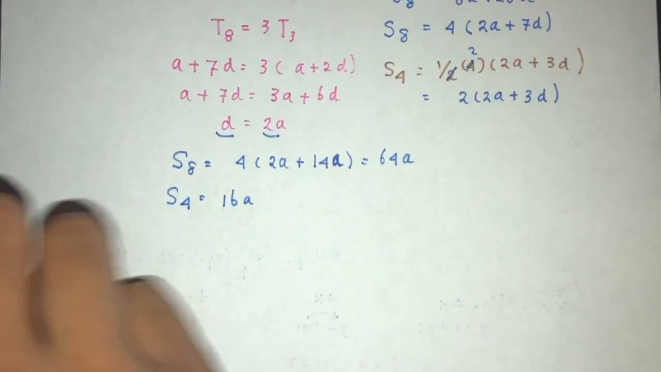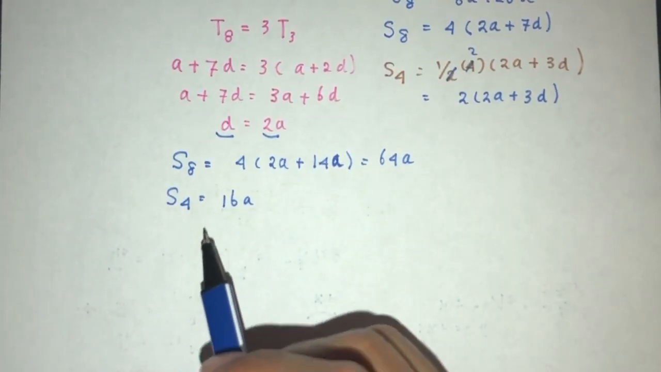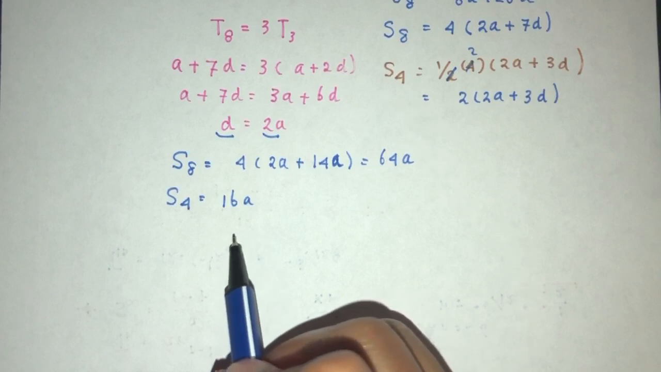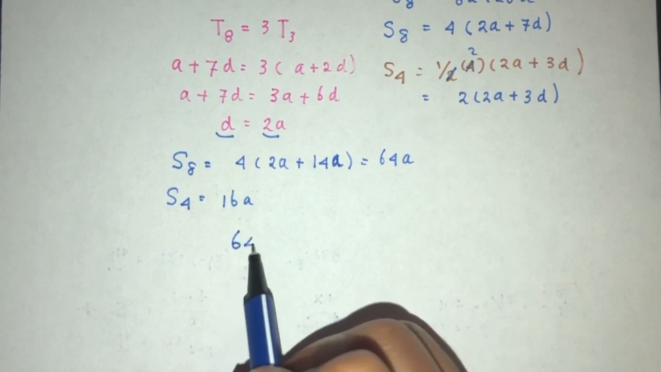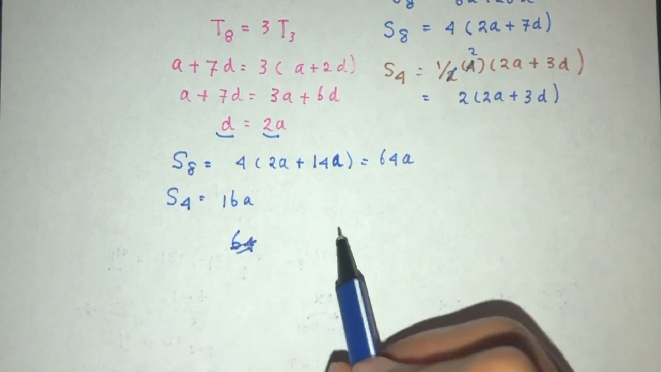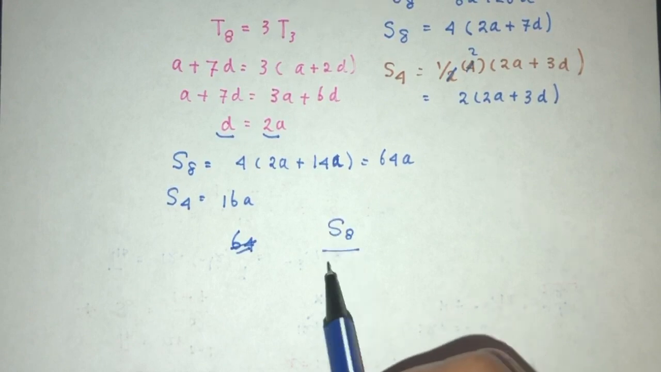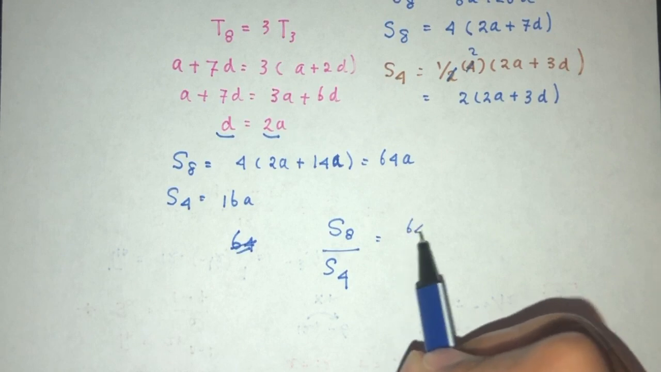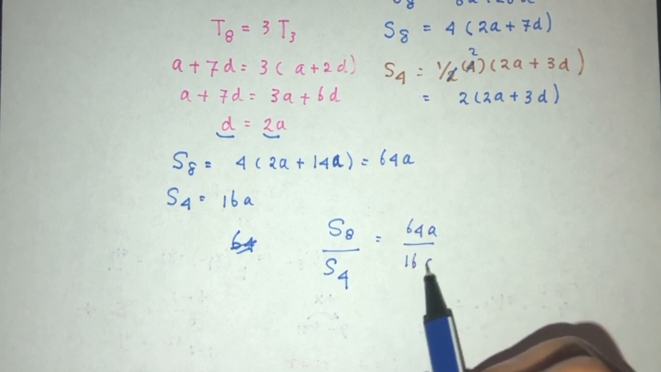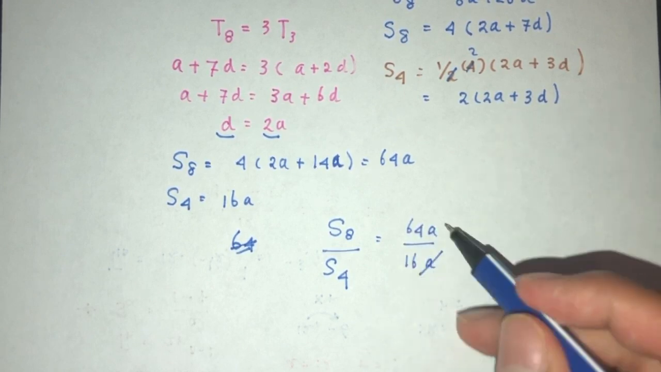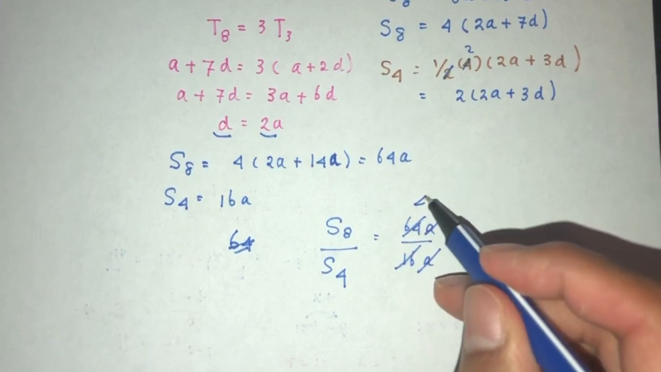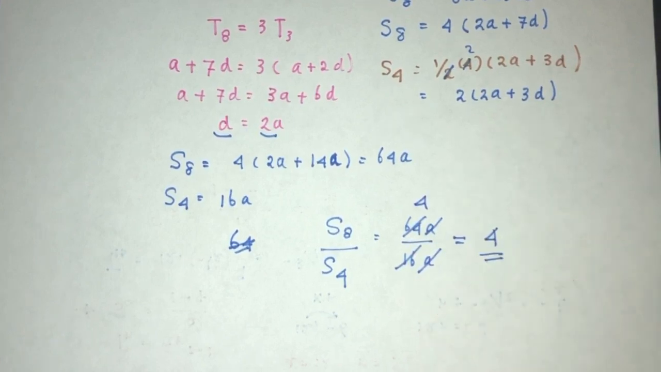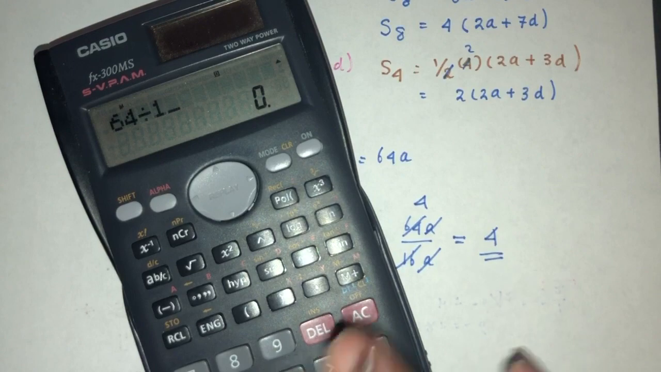So as you can see, pretty easy now. So we can do this. Divide by the sum of the first 4 terms. You can see it will be 64a divided by 16a. That will be what? 4 times. So 4 times, shown as required. 64 divided by 16, so it is 4.